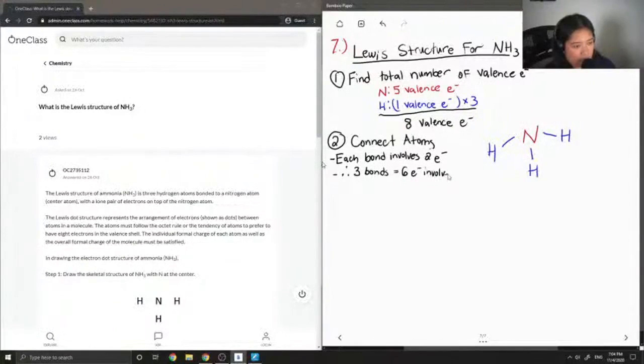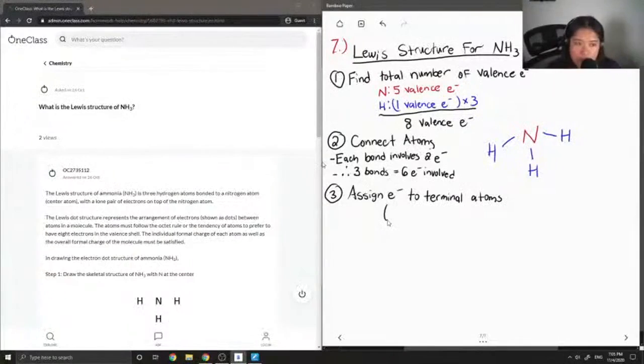But since we counted out a total of 8 valence electrons, this brings us to step 3, which is to assign electrons to your terminal atoms. So in our case, this is hydrogen, but hydrogen can only have 1 electron involved. So you'll never see hydrogen have like a lone pair or anything. I'm just going to put in brackets none for hydrogen.